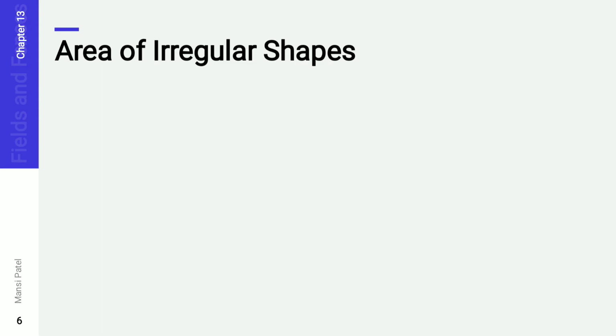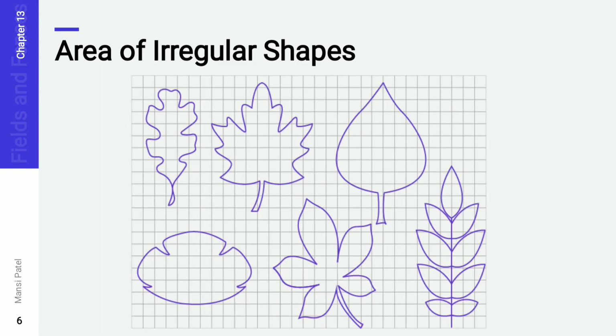Now, what is the area of irregular shapes? You can see in these grids, there are some different shapes or designs. Now, you have to find out the area of this figure. You can see all these figures are made by some curved lines. And this line sometimes occupies the whole square, or sometimes it occupies less than half, or more than half of a square. Sometimes it occupies half a square.